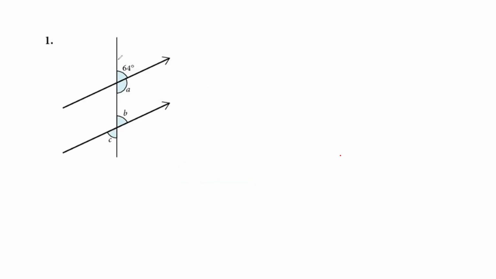So here you can see A and 64. These two make supplementary angles, right? Because they are on a straight line. So A will be how much? 180 minus 64, which is 116, right? So A is 116.